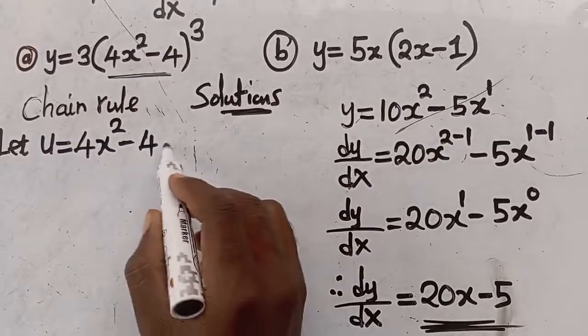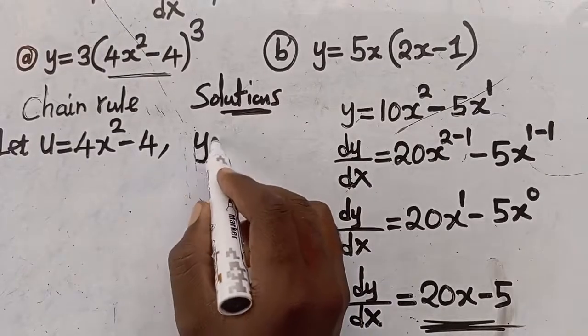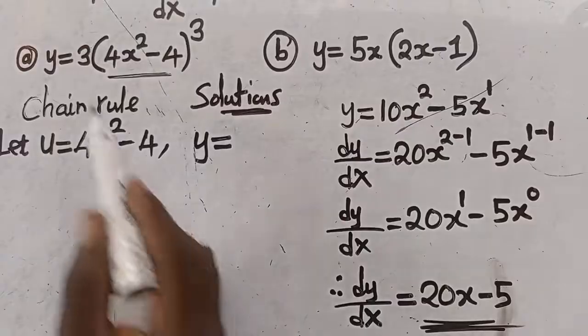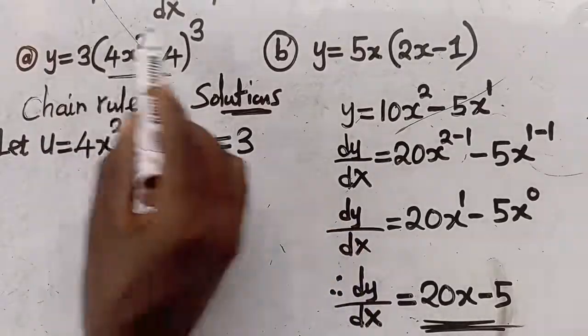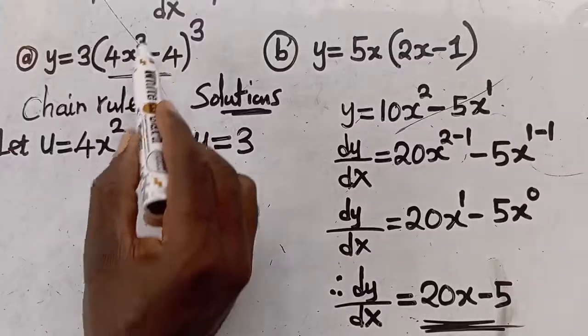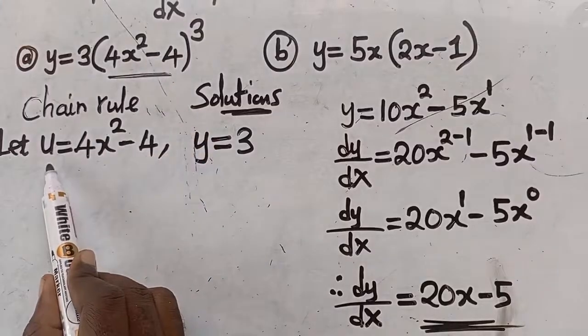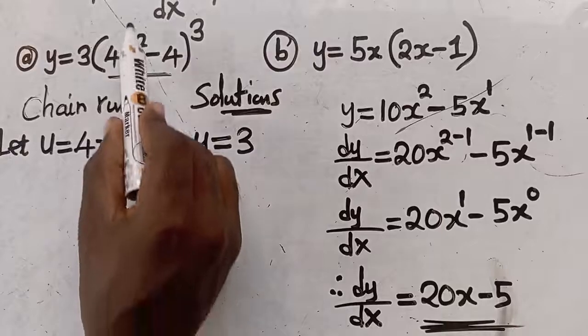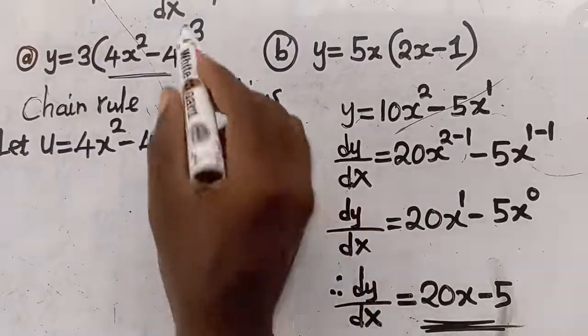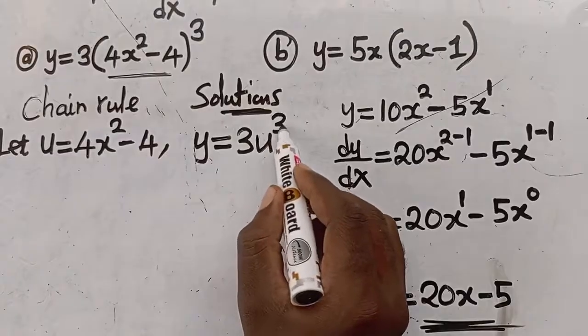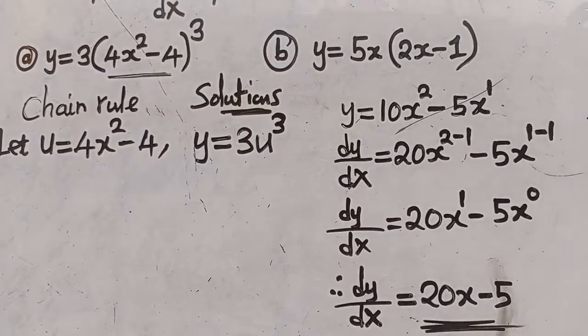Then we are going to have y, which will be equal to, there is a 3 there. This whole expression that is in the brackets is equal to u. So where there is 4x squared minus 4, I put a u like that. Then there is power 3. So y equals u cubed. This is the first thing you need to form.